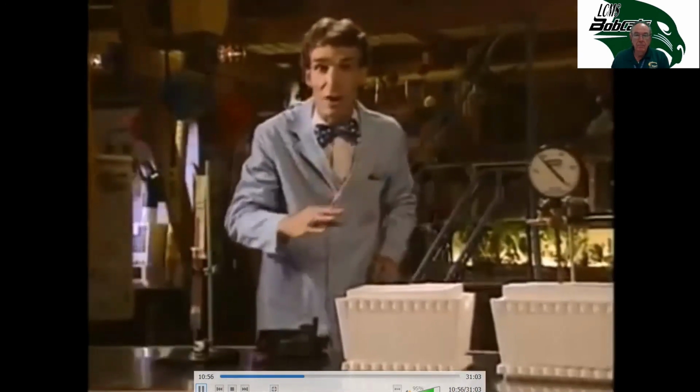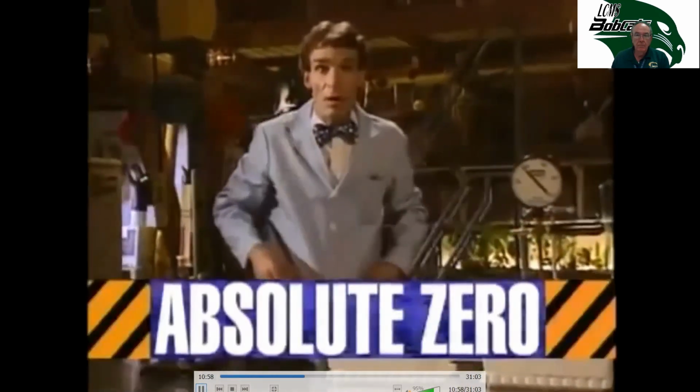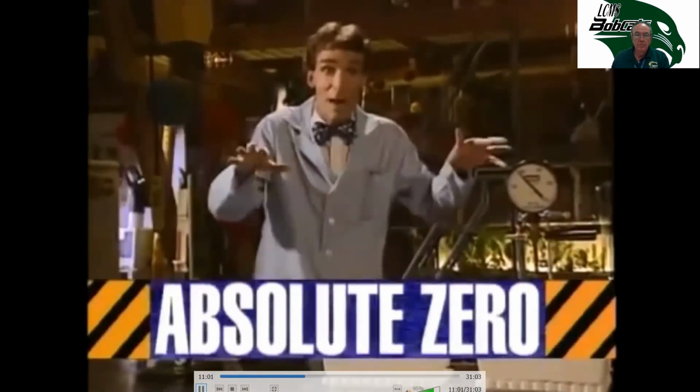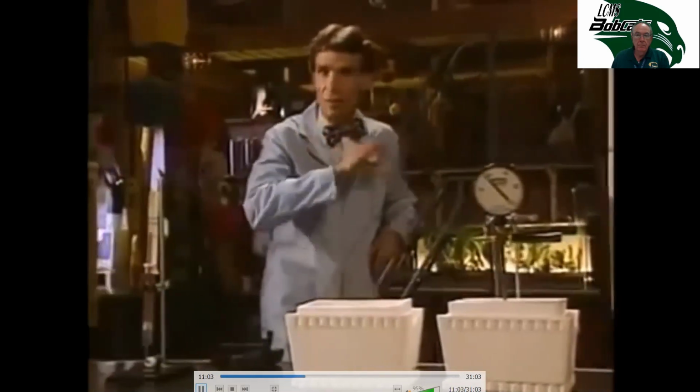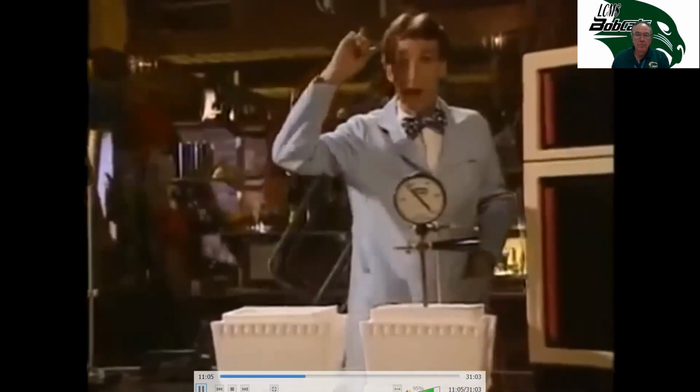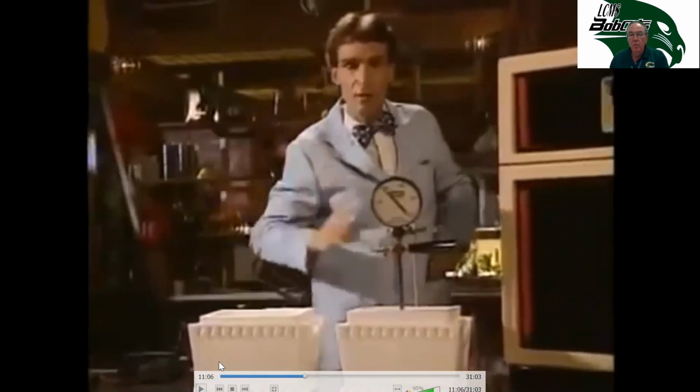Well, let me ask you this. Suppose there was no motion at all. Molecules completely stopped. Absolutely stopped. Well, that would be what scientists call absolute zero. It would be colder than almost anything you can imagine. And the reason is there'd be no molecular motion whatsoever. So the molecules would completely stop moving in the substance. Now this assumes that there's nothing there to add energy to the molecules so that they would be moving. And listen to how Bill explains that.